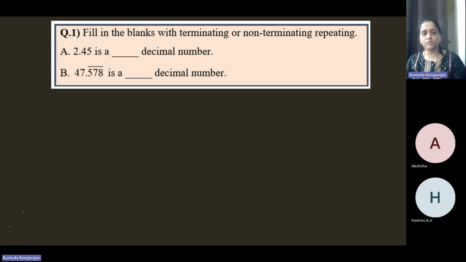Okay. 2.45 is a decimal number. It is terminating because it ends there. 2.45. 47.578 recurring is non-terminating, repeating. Non-terminating means not ending. Repeating means there's a pattern. 47.578, 578, 578, it goes on like this.